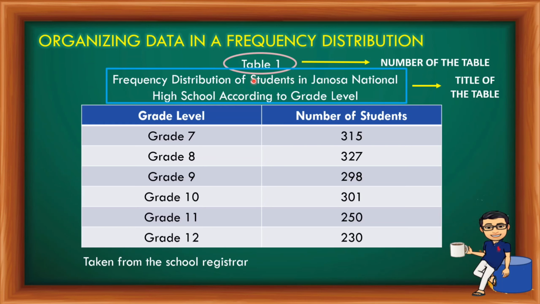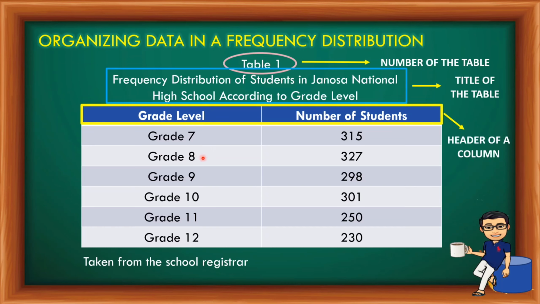So again, kapag title of the table, magkakaroon ka na agad ng idea ano yung mga data na ilalagay natin dito. Okay, next. Yan, yung may kulay yellow, yan naman yung tinatawag natin na header of the table. So, header of the table, ang nailagay natin dito, grade level and number of students. Kasi yan yung hinihingi na information.